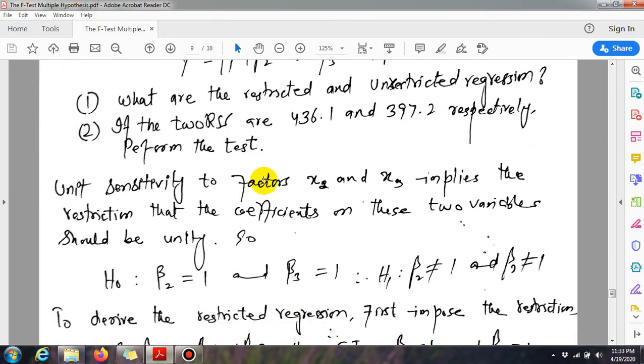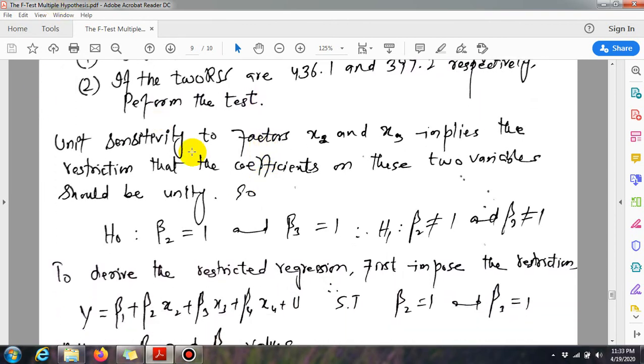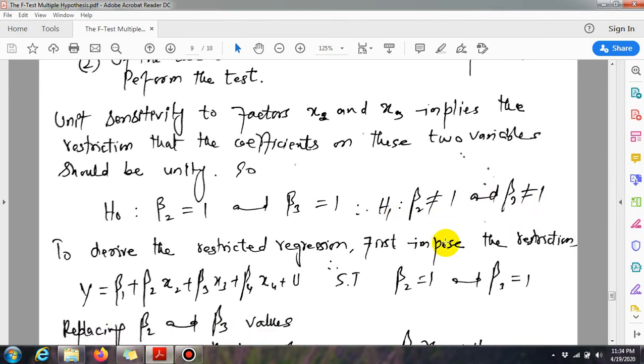So start from the first. Unit sensitivity to factors x2 and x3 implies the restriction that the coefficients on these two variables should be unity. So our null hypothesis is H0: beta 2 is equal to 1 and beta 3 is equal to 1. Our alternative hypothesis is H1: beta 2 is not equal to 1 and beta 3 is not equal to 1.